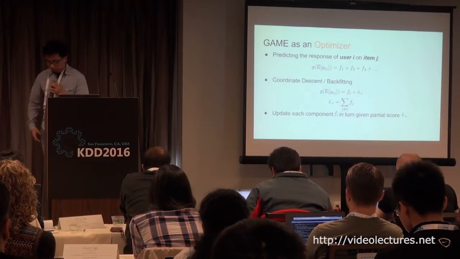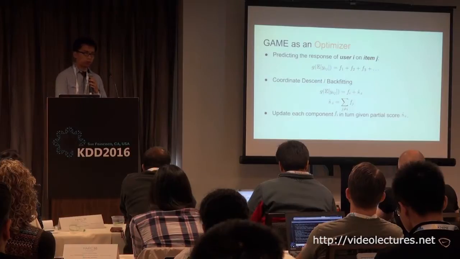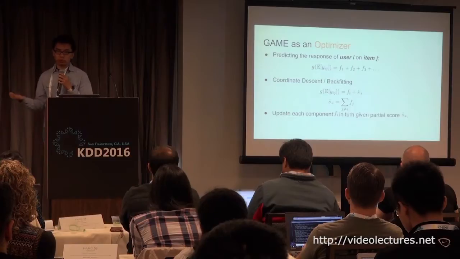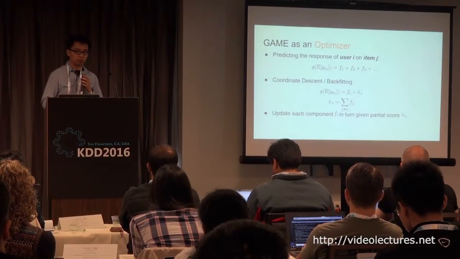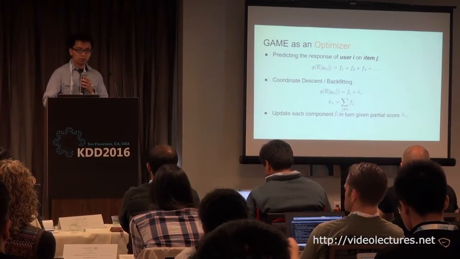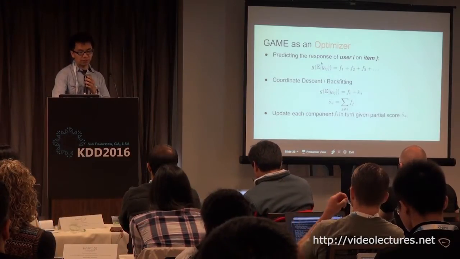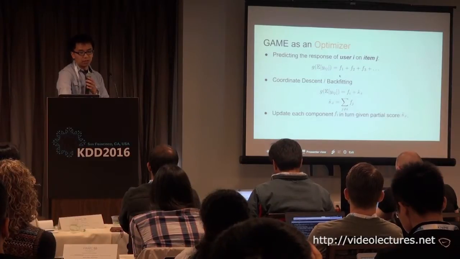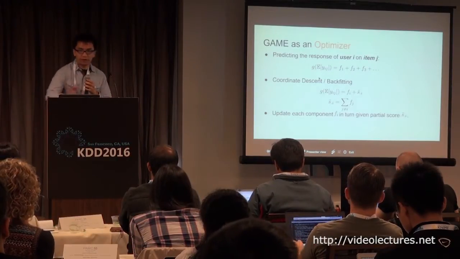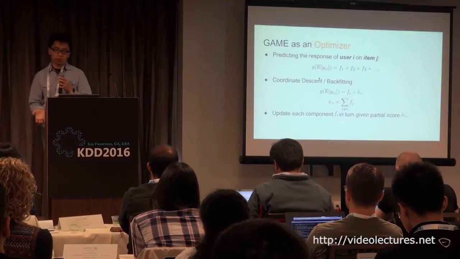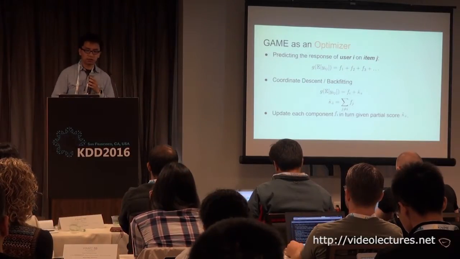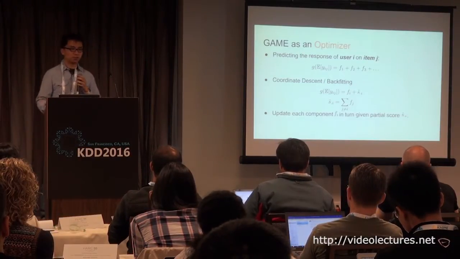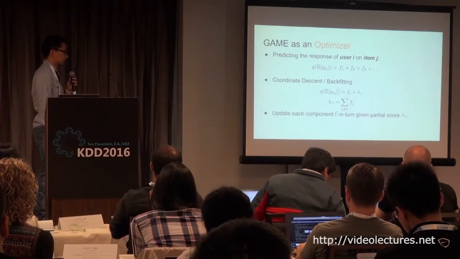Here is another perspective on what GAME is. Once you build a model, how you train it is actually key. If you build a model and you don't know how to train or optimize it, then it's not really a model. So, as an optimizer, let me give you an example. If we have a model that looks like this, how are we going to optimize it? At a very high level, the algorithm we use is very simple and well studied in the optimization literature. It's coordinate descent, which people sometimes call backfitting in the statistics literature.